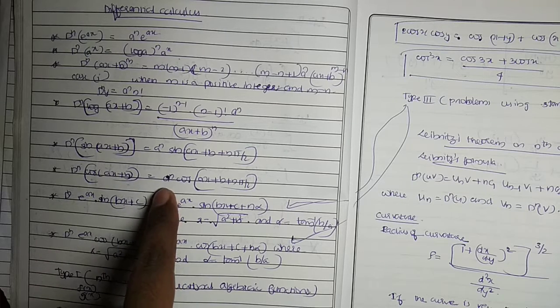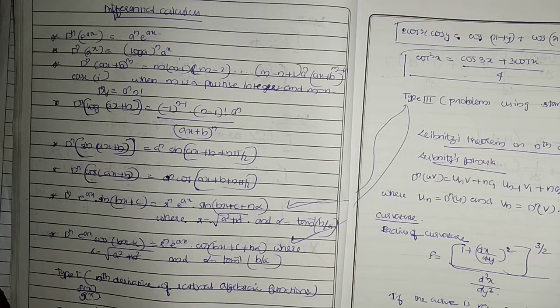The nth derivative of cos of ax plus b is equal to a raised to n into cos of ax plus b plus n pi by 2.